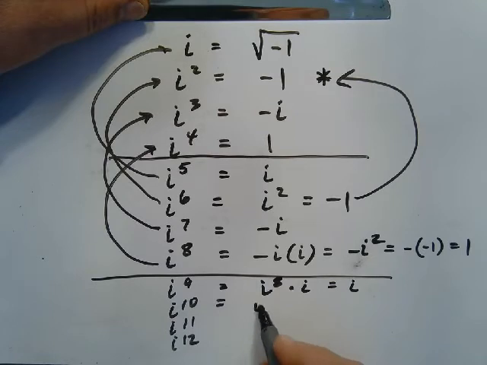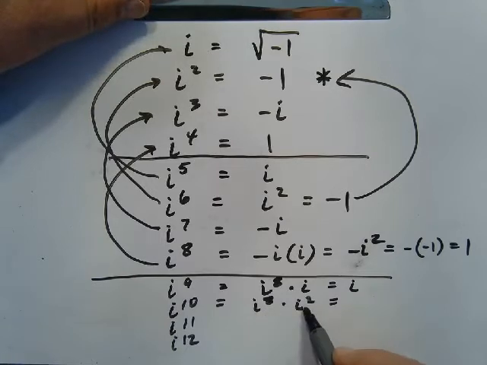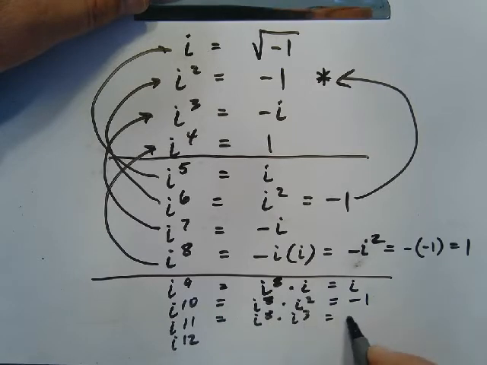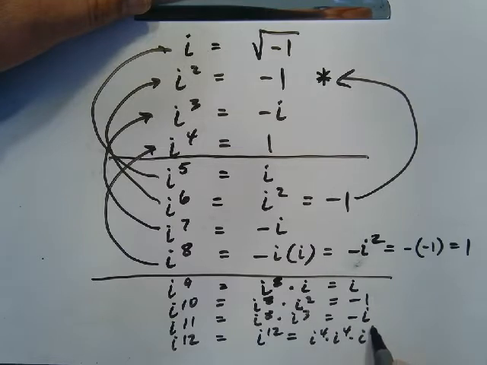What's the highest one here? Well, let's break that up into i to the 8th times i squared. Well, i to the 8th is going to go out and just be 1, times i squared is a negative 1. Let's break this up into i to the 8th times i to the 3rd. Well, i to the 8th goes out, and i to the 3rd is a negative i. And 4 is a factor of 12, so i to the 12th has to be the same as i to the 4th times i to the 4th times i to the 4th, or 1 times 1 times 1, which is 1.